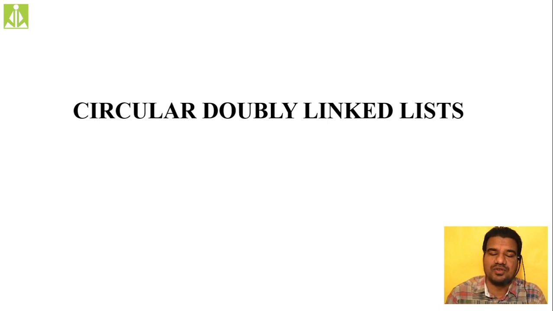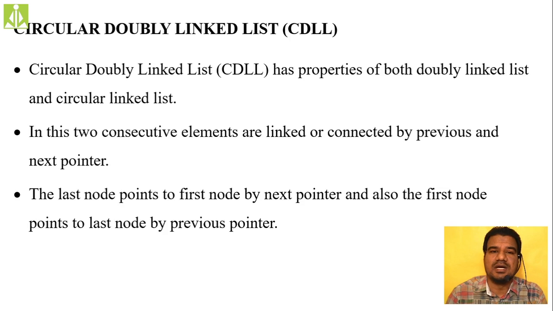It is a variant of your circular linked list. Not only do we have links in the forward direction, but we also have links in the reverse direction, and the pointer of the last node is going to point to the first node, and the previous pointer of the first node is going to point to the last node. We are going to have the links in a circular fashion, and not only in a single direction, but also in both directions. That is the concept of a circular doubly linked list.